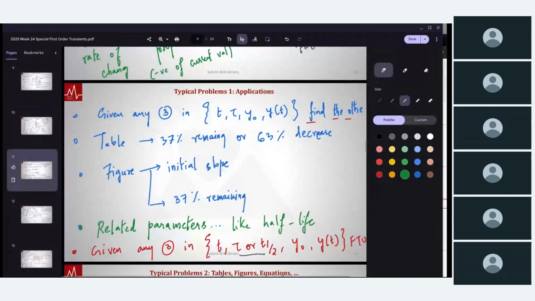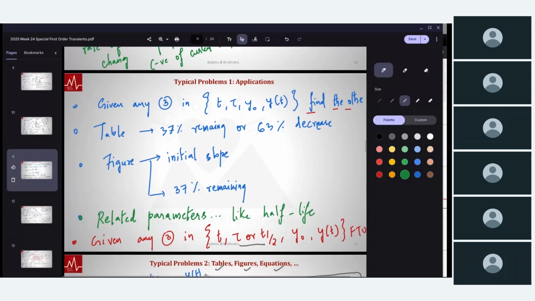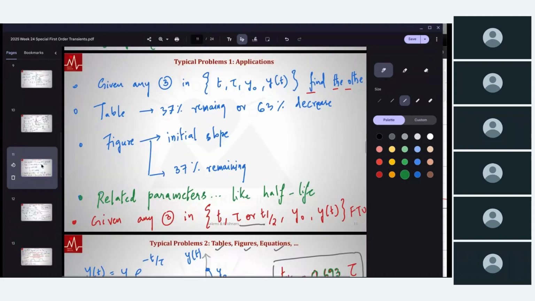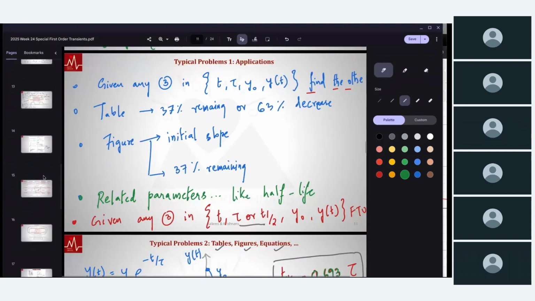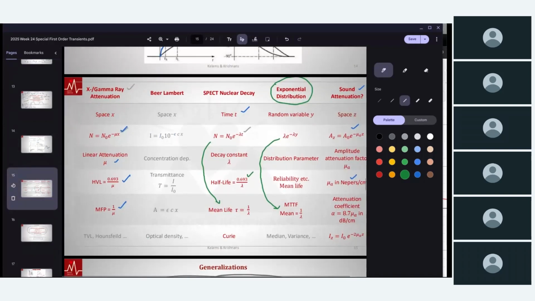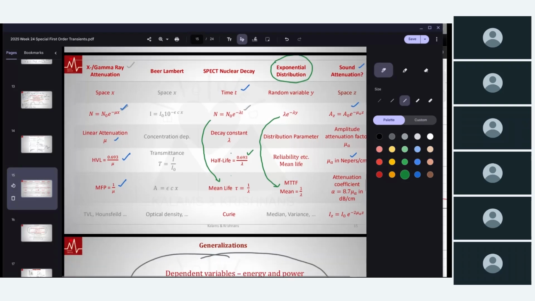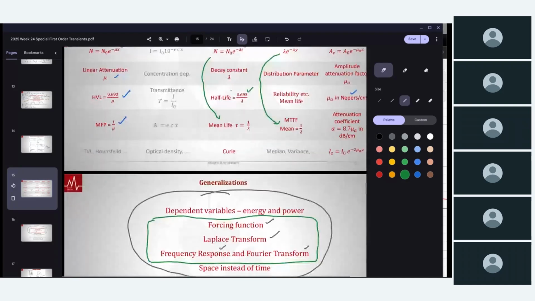We did today, given any 3, you can find the other. You can find that from a table, you can find that from a figure, you can find related parameters like half-life and all that. So given any 3, either t, tau or the related parameter and 2 other things, you can find the other. It need not be a time variable. I just pointed out it's a space variable. With this itself, you can technically answer 3 to 4 questions. 3 questions on an average. If you're lucky, 4 questions. 1 or 2 advanced questions are there, typically from a second order system, or they probe you a little more.